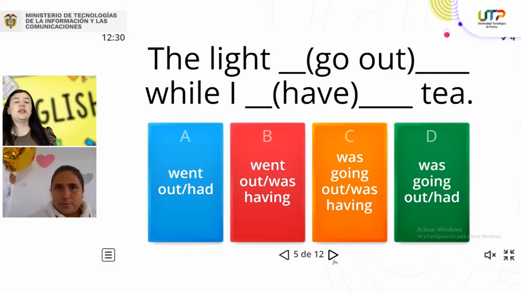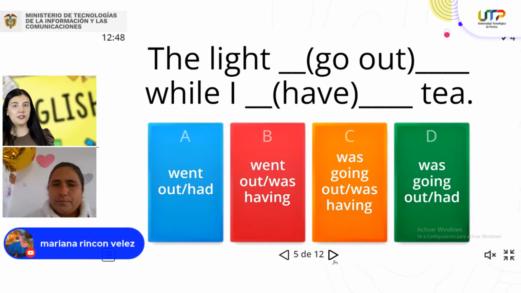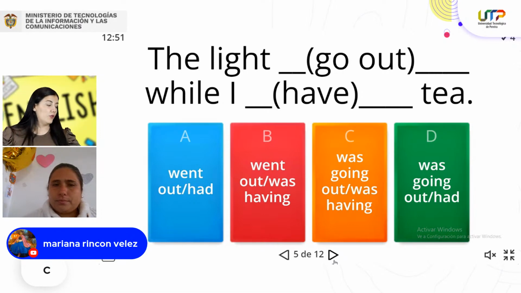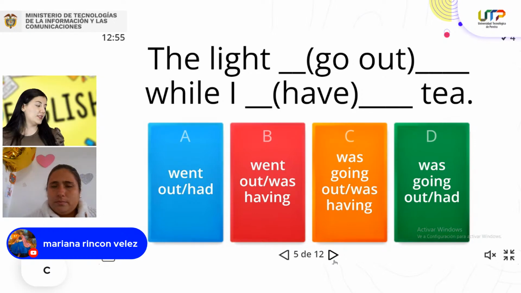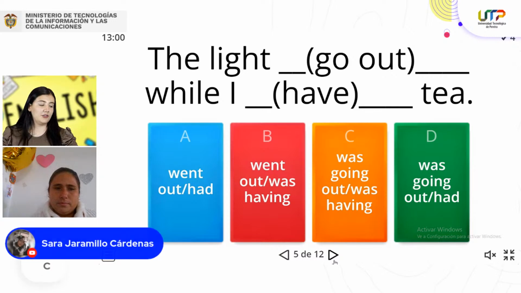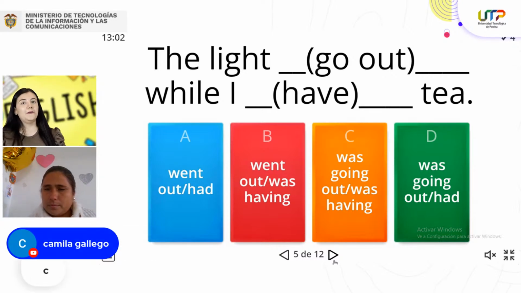Option A, went out slash had. Option B, went out slash was having. Option C, was going out slash was having, and option D, was going out slash had. What is the correct option in this case for this sentence? Teacher Jacqueline, what did they say?